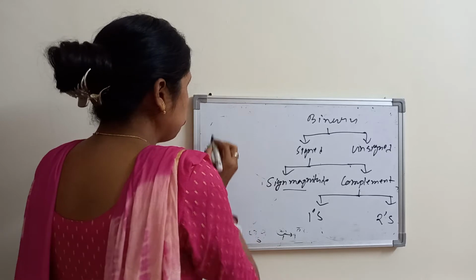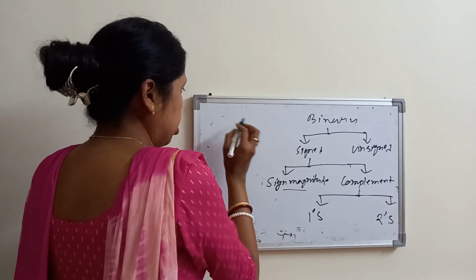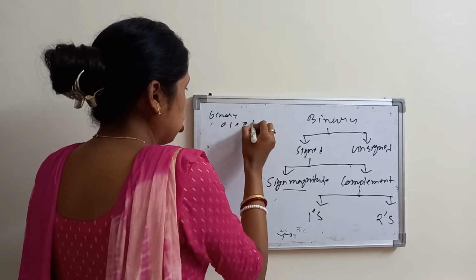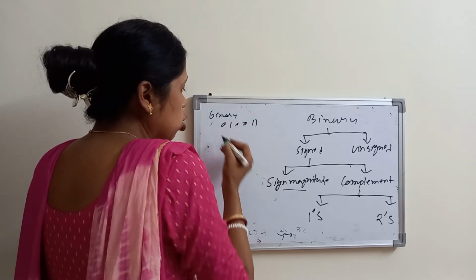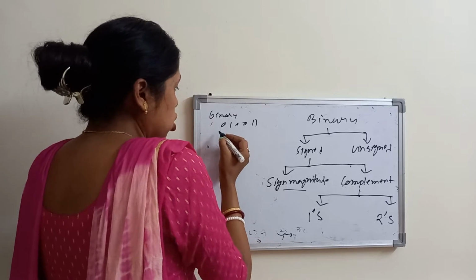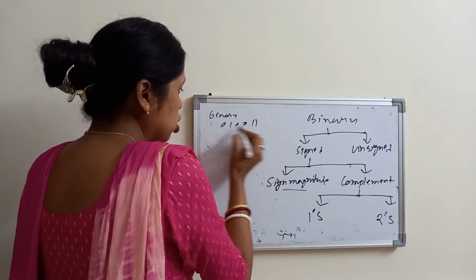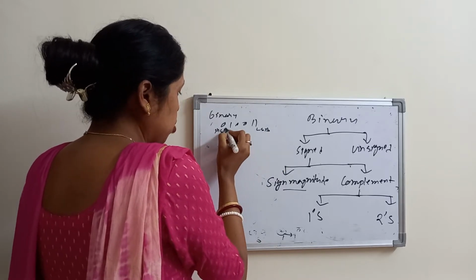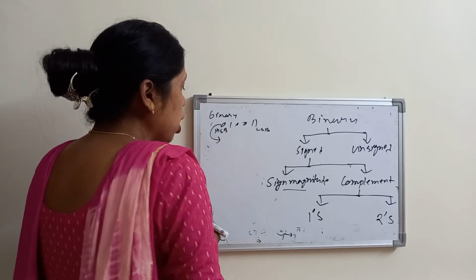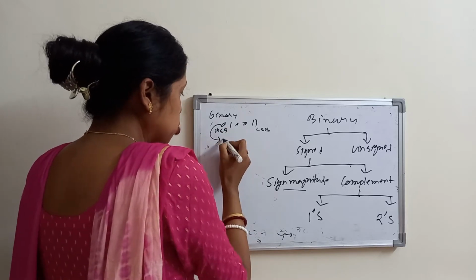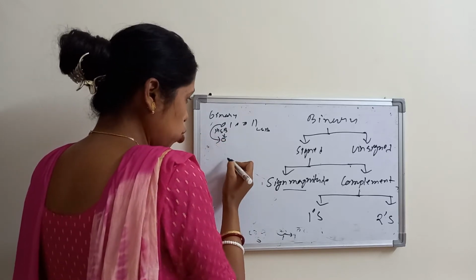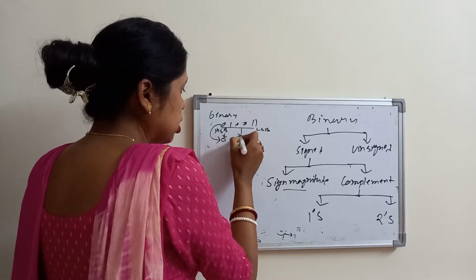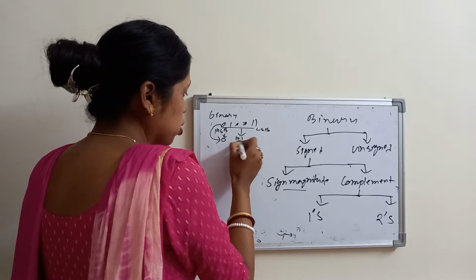Suppose any kind of binary number is there. So this is one binary number. In this binary number, the last bit is called the LSB, least significant bit. This is called the MSB. First we have to check the MSB. If the MSB is zero, then I have to consider that this binary number is a positive number.